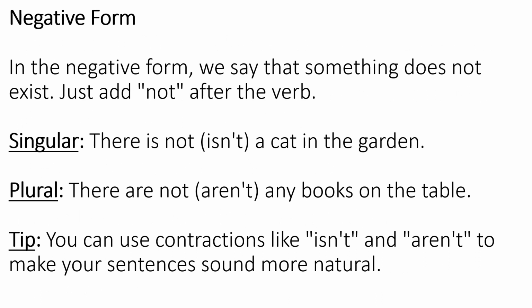Negative form. In the negative form, we say that something does not exist. Just add not after the verb. Singular: there is not a cat in the garden. Or you can use the contraction form: there isn't a cat in the garden. Plural: there are not any books on the table, or there aren't any books on the table. Tip: you can use contractions like isn't and aren't to make your sentences sound more natural.